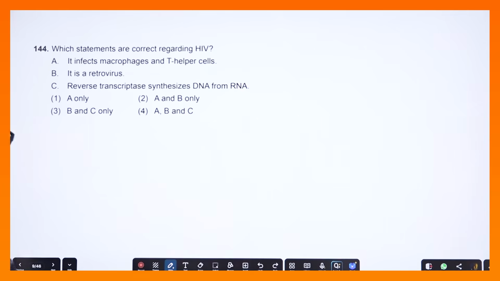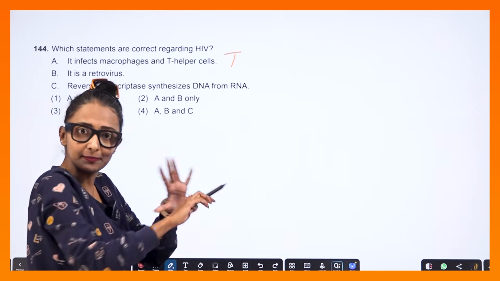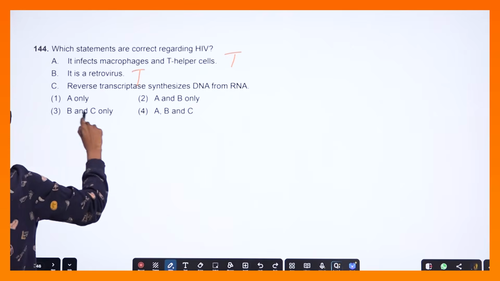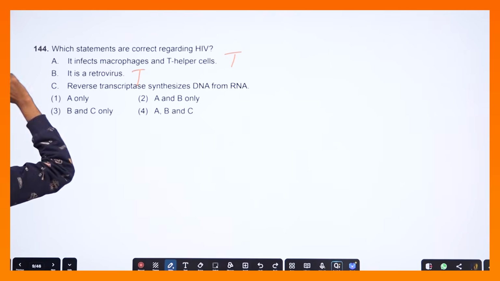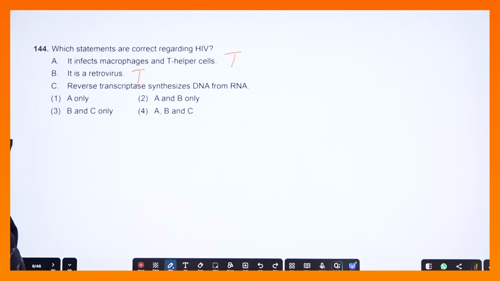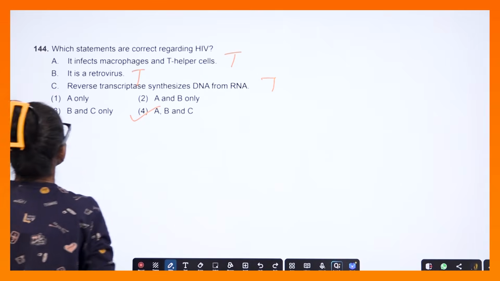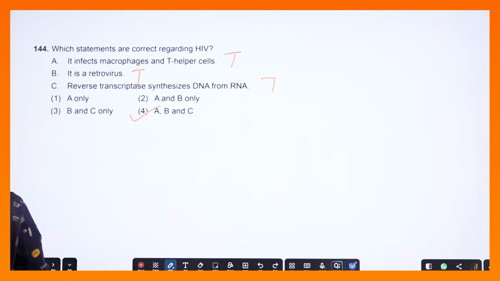Infects macrophages and T helper cells, true. Completely destroys them. Retrovirus has RNA genome, true. Reverse transcriptase synthesizes DNA from RNA, so true. So that means ABC. Correct, they are asking.